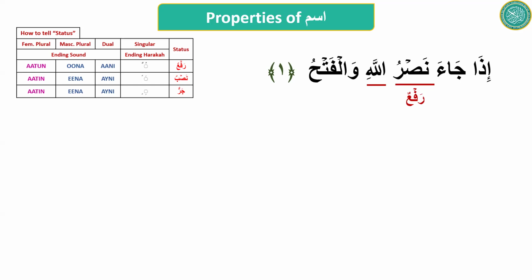How do you know that it's jar? It ends with a kasra. So it's a singular word, so you use the ending haraka. Okay, next word is al-fathu. Okay, Abdul Rahman, Shuaib. Rafa. Why? Because it ends with a dhamma. Okay.